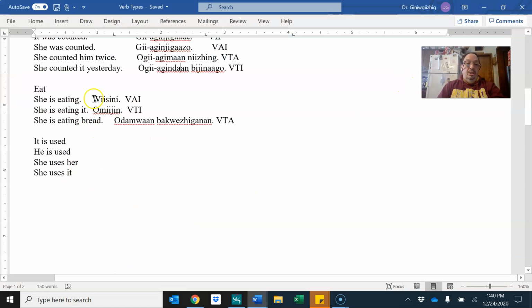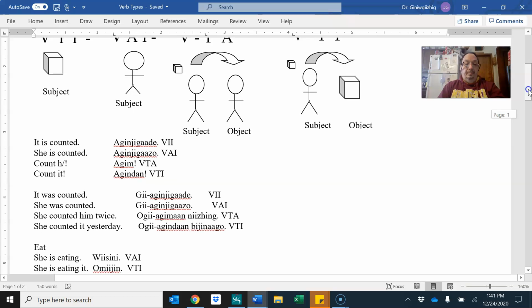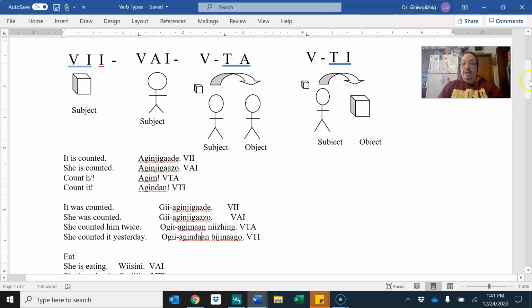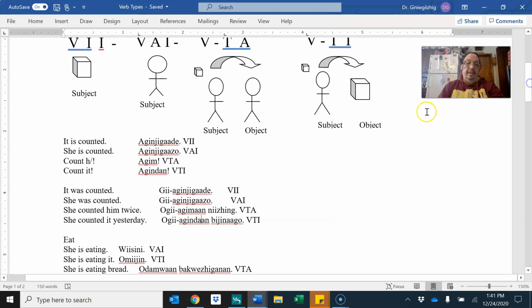So this says she is eating. It's a VAI. Why? Because she's not doing anything to anybody. She's minding her own business, eating. We didn't say she's eating him, the bread. Bread's animate. We didn't say pancakes are animate. We didn't say she's eating it. We just said she's eating. So it's the VAI, wisini.